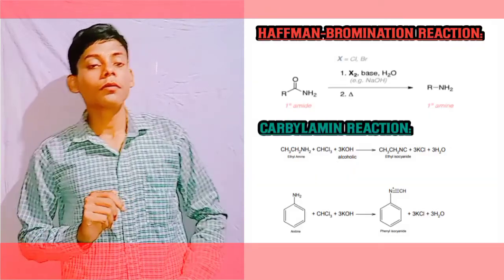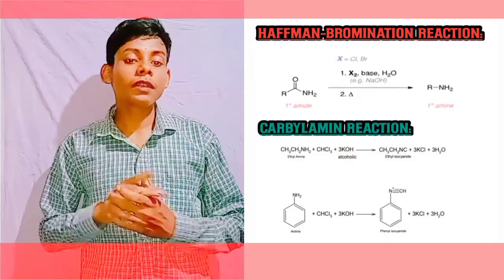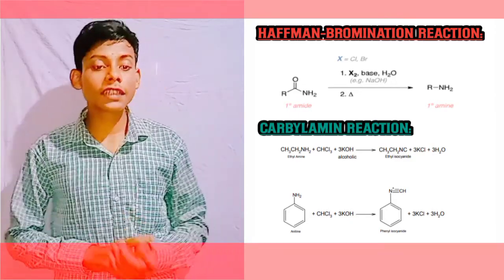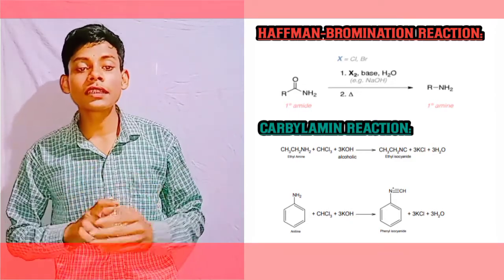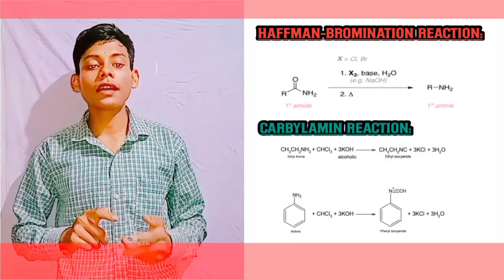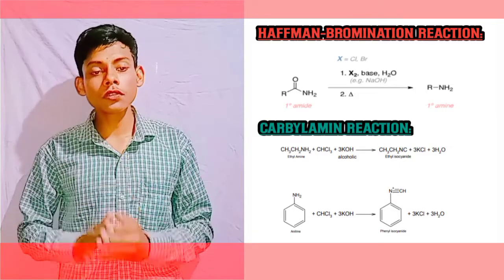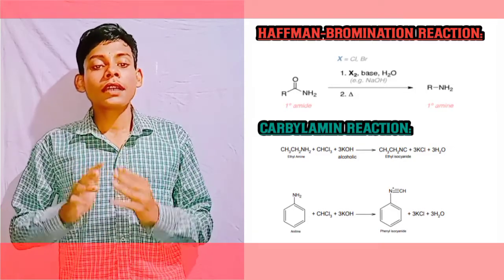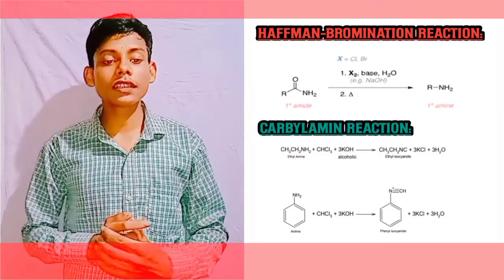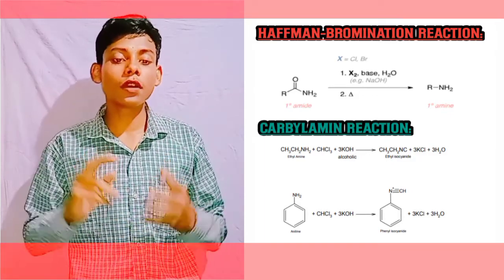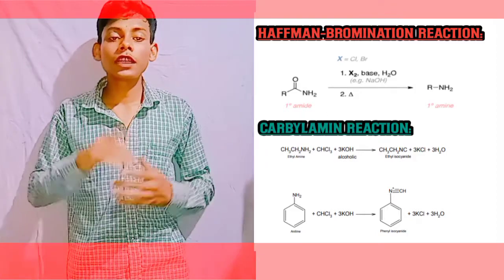So now I will discuss some important reactions. At first, I will discuss the Hofmann bromamide reaction. The Hofmann bromamide reaction is used to convert amide to amine. Next reaction is the carbylamine reaction. The carbylamine reaction is only given by 1-degree amine. So now I will discuss the Hinsberg test.